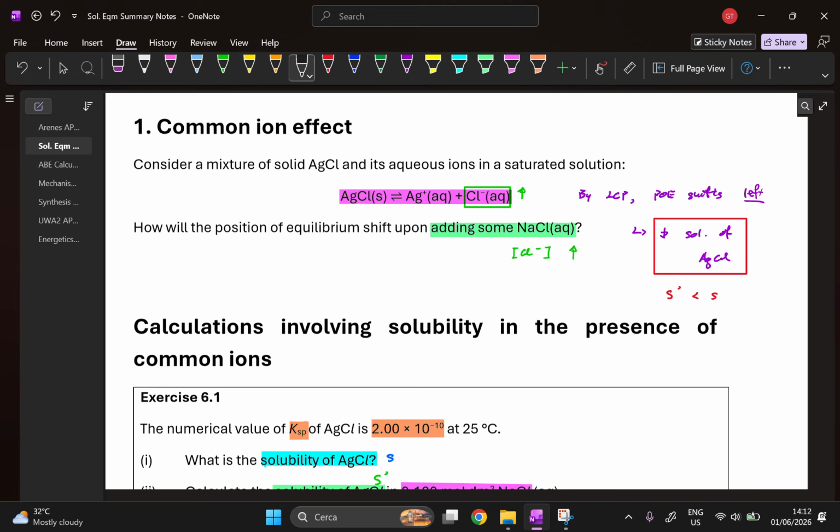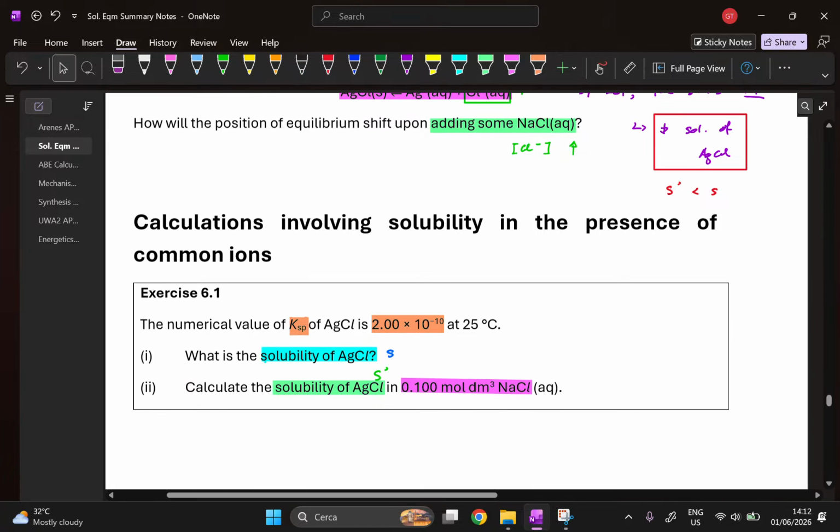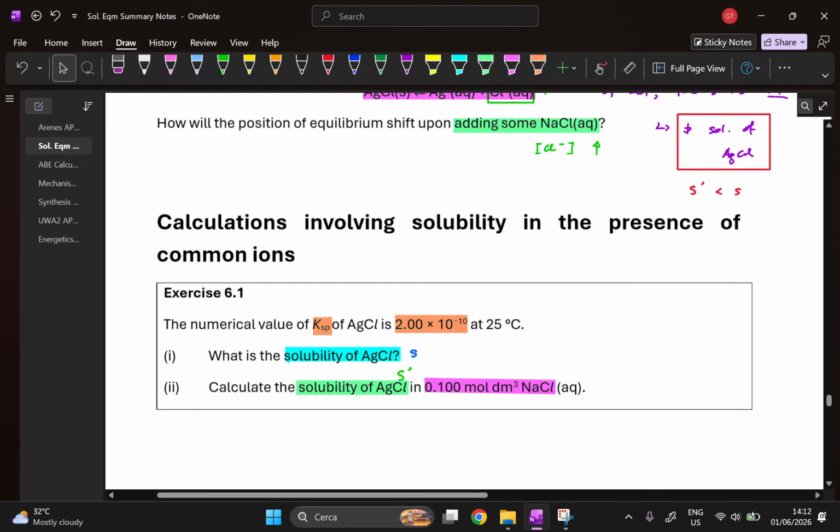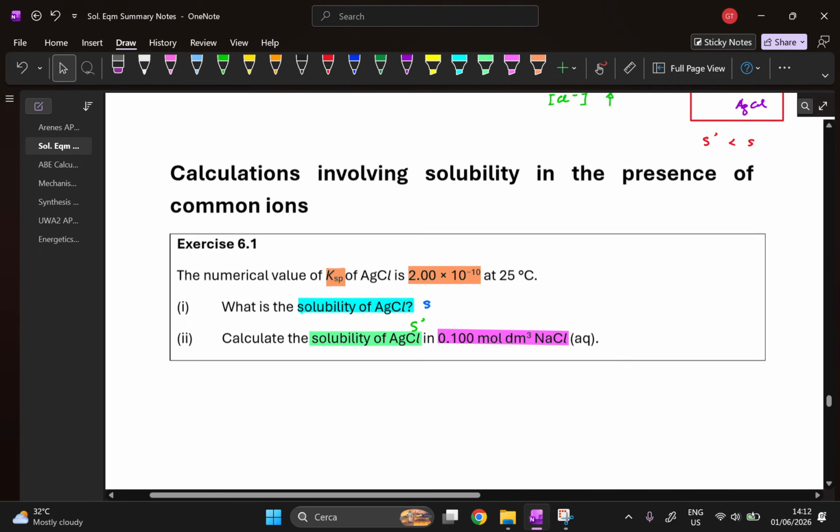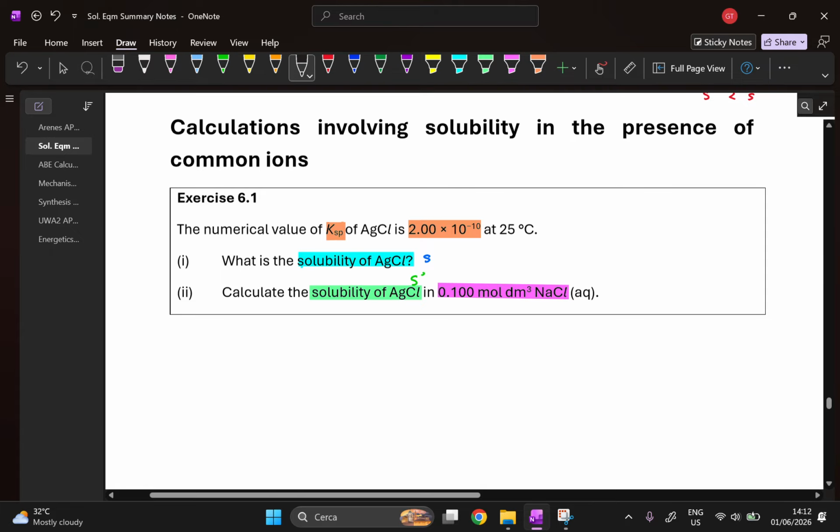So by Le Chatelier's principle, when the concentration of a product increases, the position of equilibrium will shift to the left in order to correct this change and re-establish a new equilibrium. So this means that I'm going to decrease the solubility of AgCl. So I will expect the new solubility, which I will denote using the notation S prime, to be smaller than the original solubility, S.